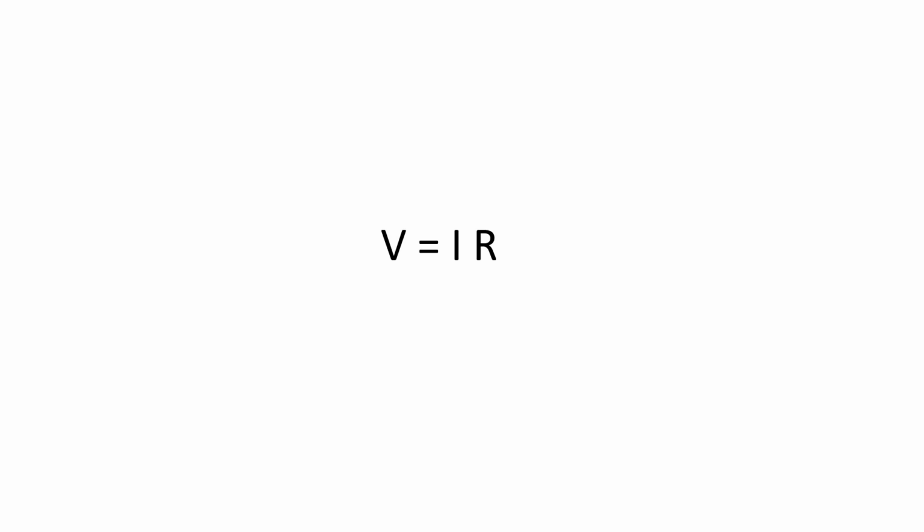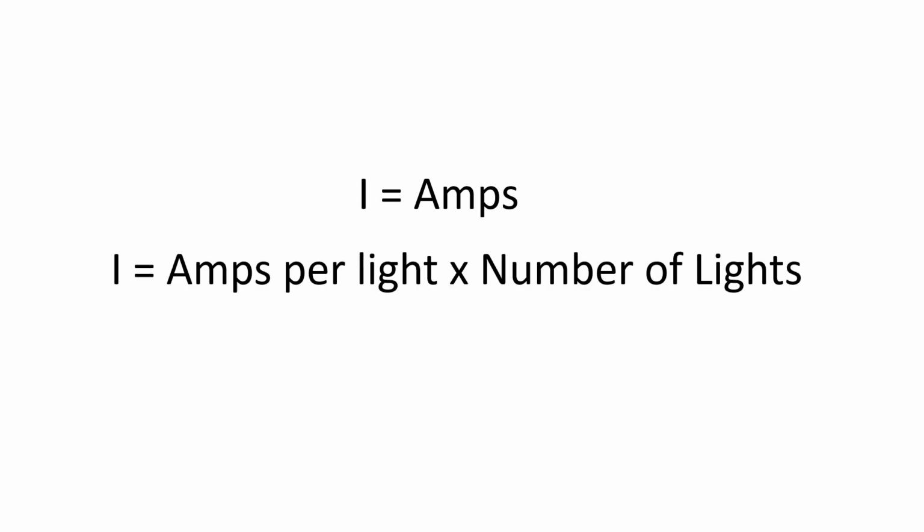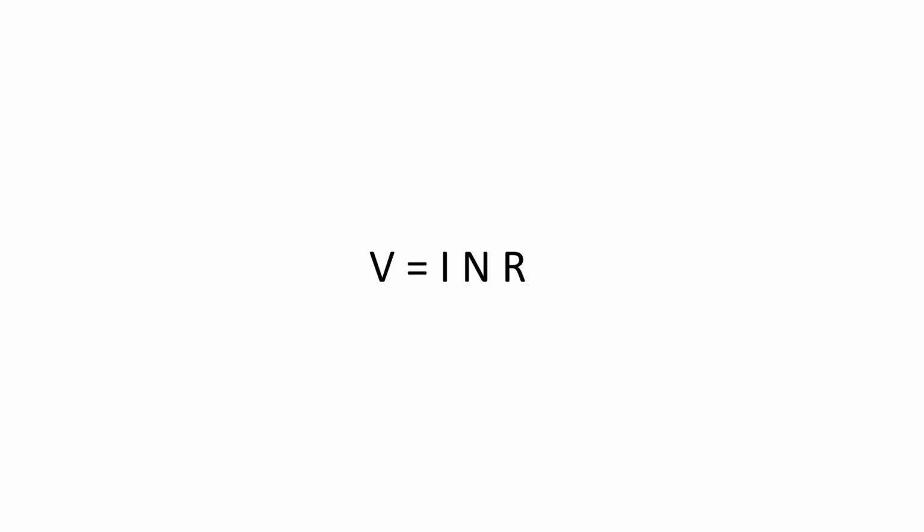Before we get into the calculations, let's take a minute and look at the equation that we'll be using to calculate the voltage drop. The equation is V equals I times R. That's voltage is equal to current times resistance. Let's dissect the current term of that equation real quick for our application. We will convert I into amps per light times the number of lights. So then the I term becomes I times N. So then our equation becomes voltage equals amps per light times the number of lights times resistance.